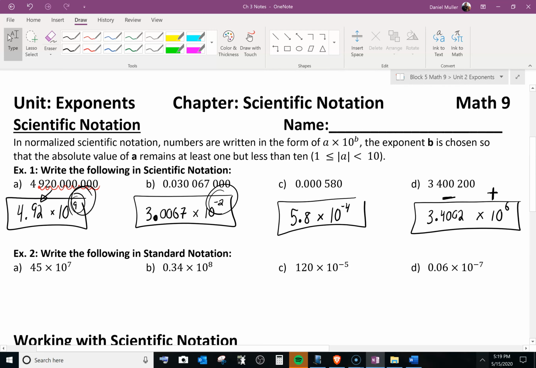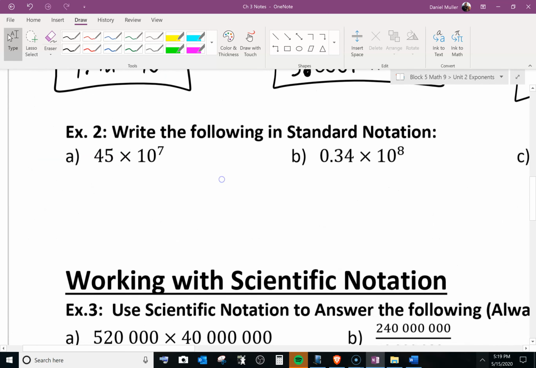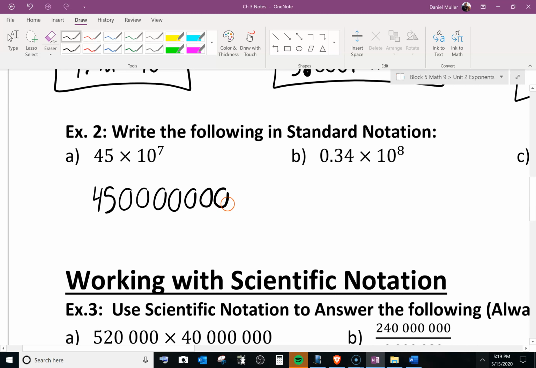So let's take a look at number 2. 45, and we have times 10 to the 7. That is going to be making this thing bigger. We're going to make this bigger. So we're going to add 7 zeros. 2, 3, 4, 5, 6, 7. And so I've got, usually you can put little commas every 3. So 1, 2, 3, comma, 1, 2, 3, comma. And so that is my number.